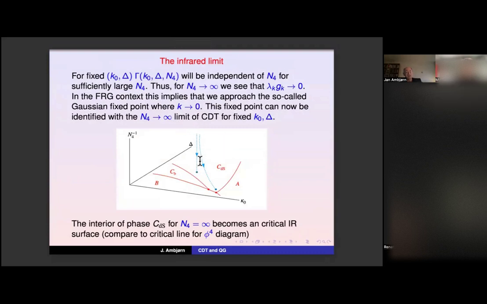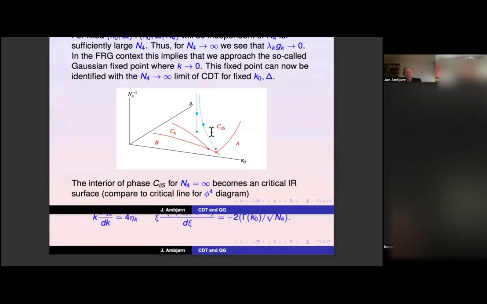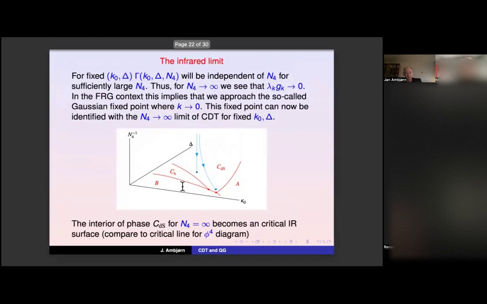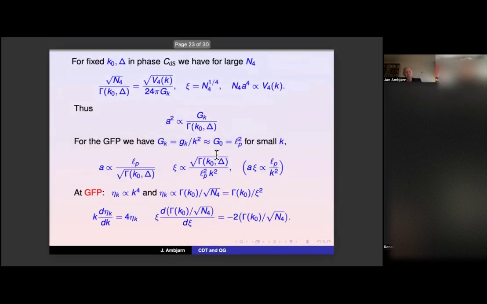So any point here in the interior of the CD phase should then be identified with a critical surface, because the correlation length is infinite here, and it should correspond to the Gaussian fixed point. So that is how we flow to the Gaussian fixed point in the lattice theory.